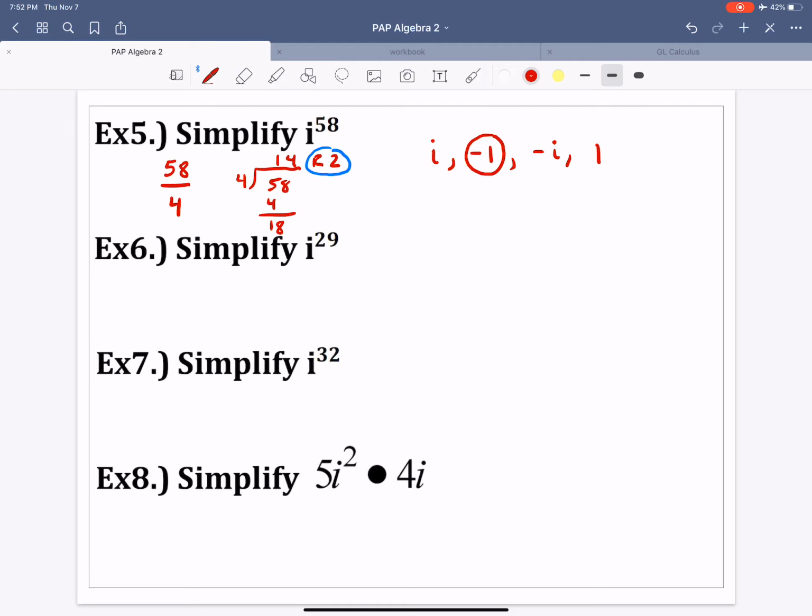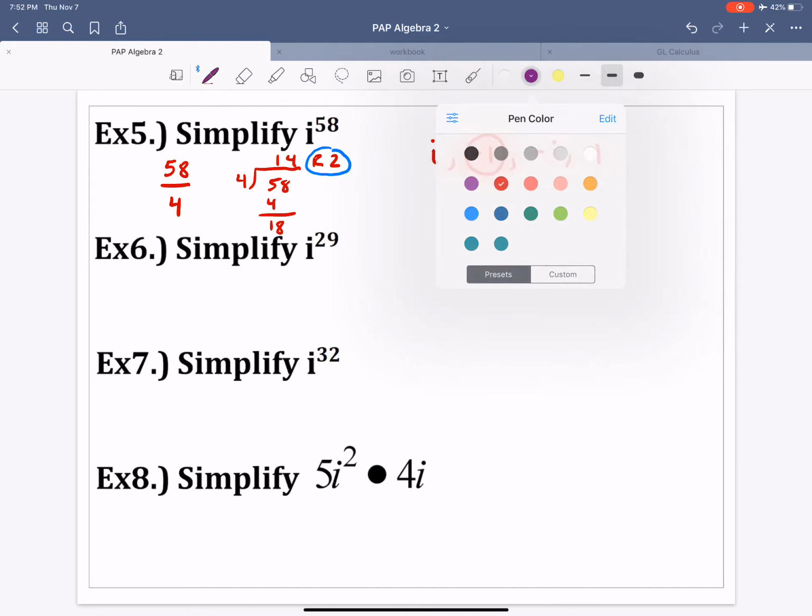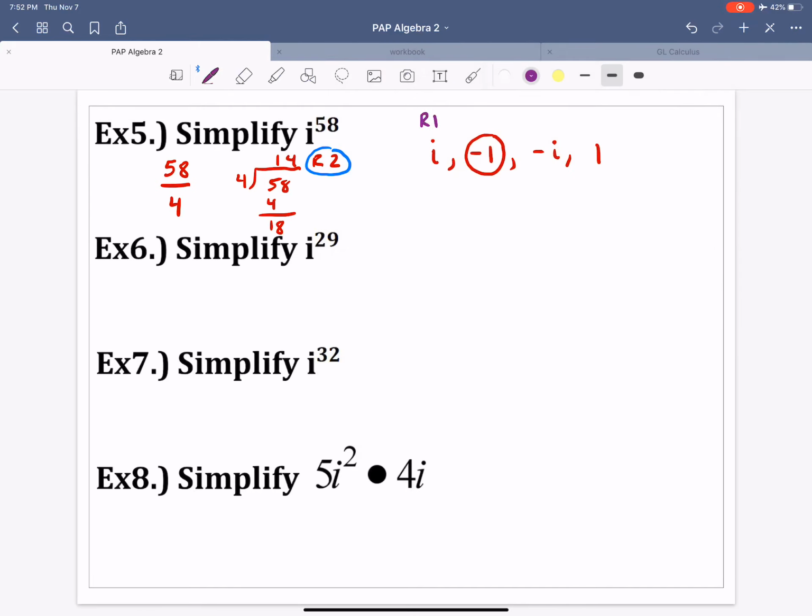-1. Be the second term in the sequence. So remainder 1, if you get remainder 1 when you do this division, you're going to be at the first term. Remainder 2, when you do the division by 4, you're at the second term. Remainder 3, you'll be at the third term. And remainder 4, or remainder 0, is what that would look like. Okay? Remainder 0, you're at the fourth term of the sequence.